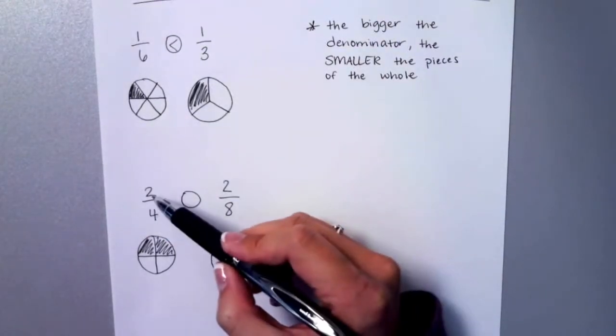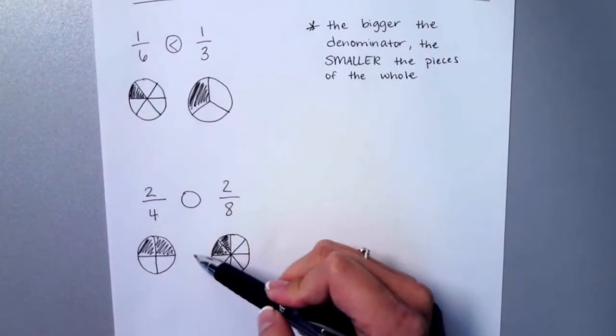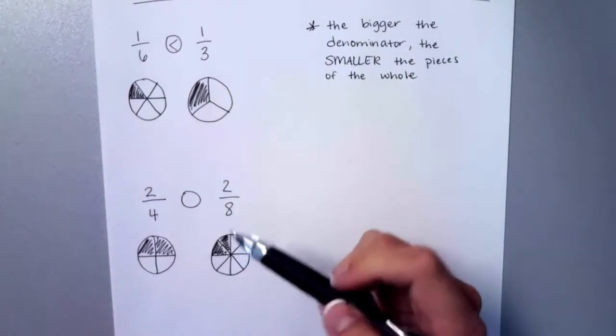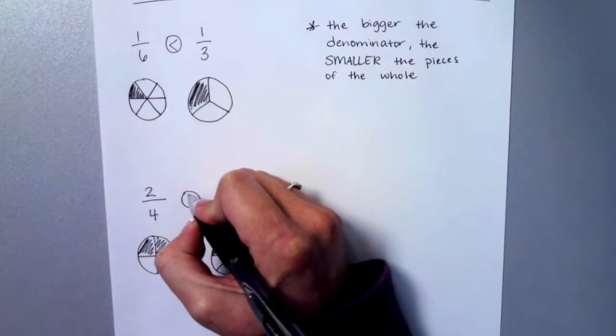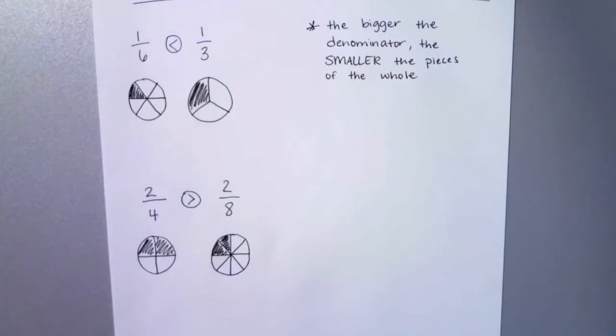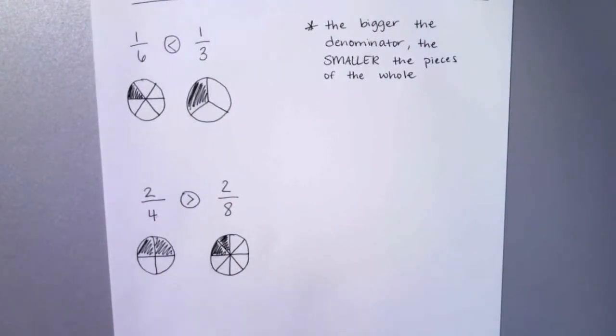So we have 2/4 is greater than, less than, or equal to 2/8. So 2/4 is actually going to be greater than 2/8. It's going to be more. Can you see that with our drawing? Okay.